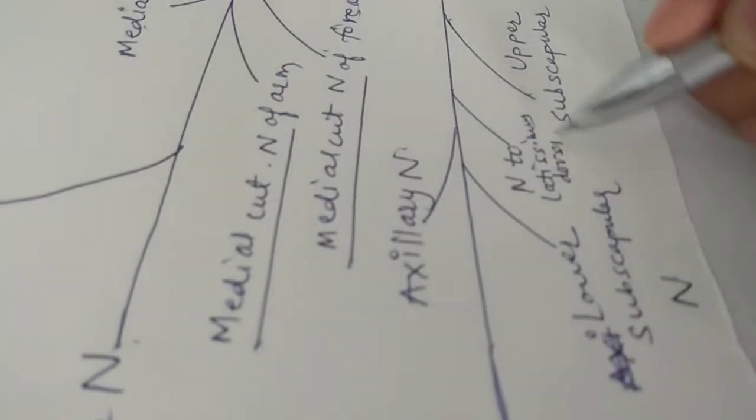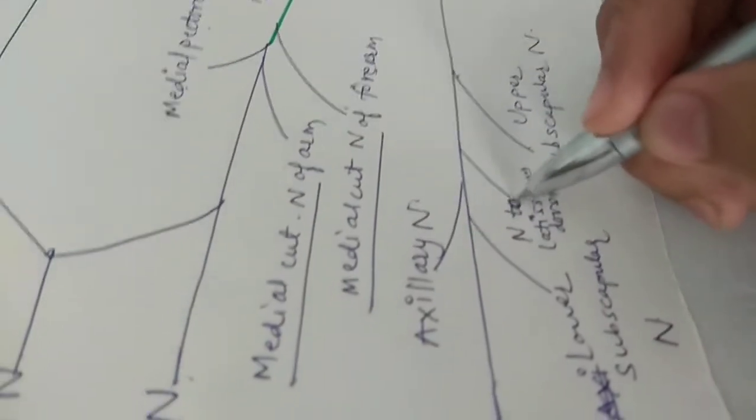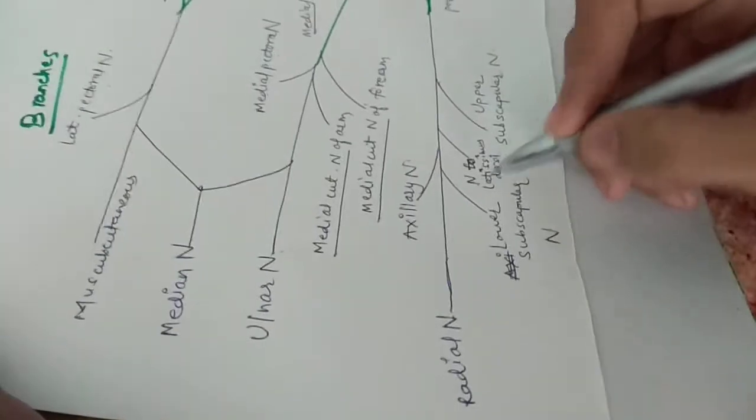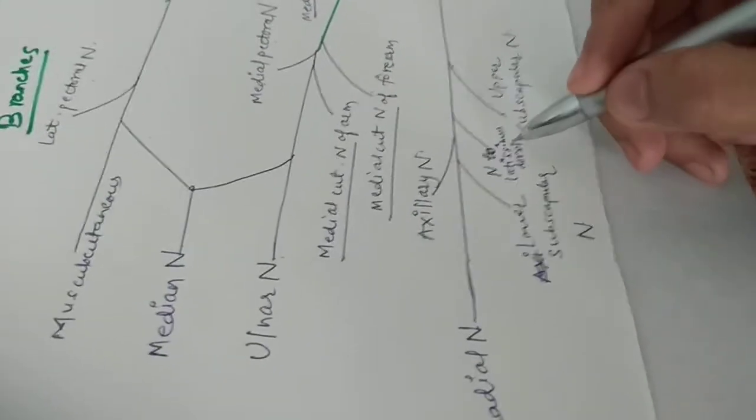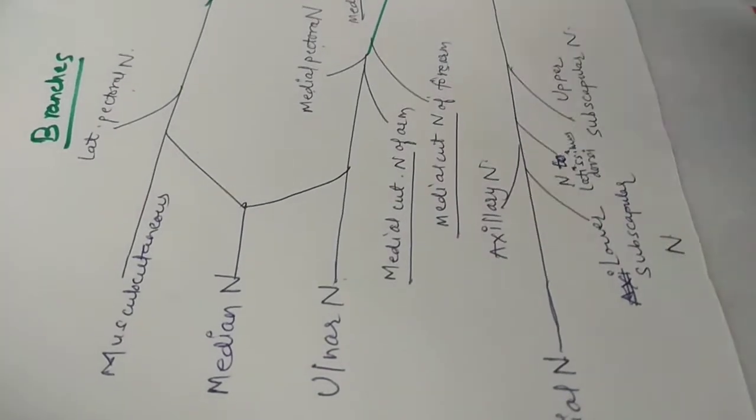Latissimus dorsi, the lady between two majors, has its insertion on the humerus along the lower lip of the bicipital groove. It is a very big, large, huge muscle on the back. So this is all about the brachial plexus.